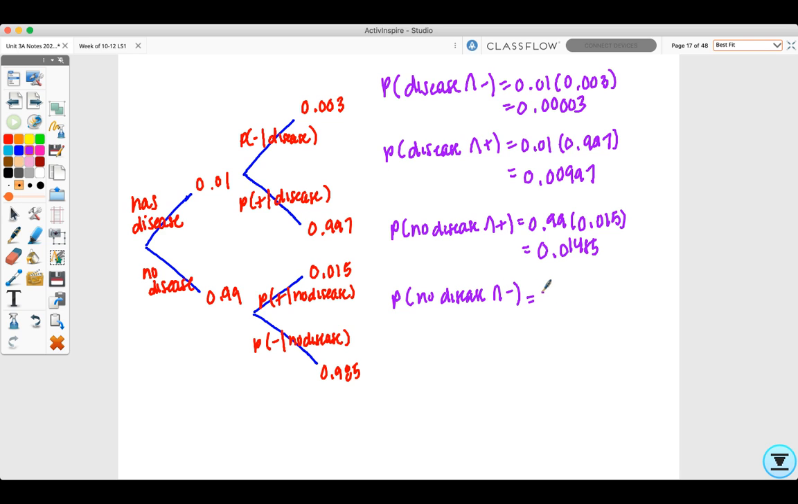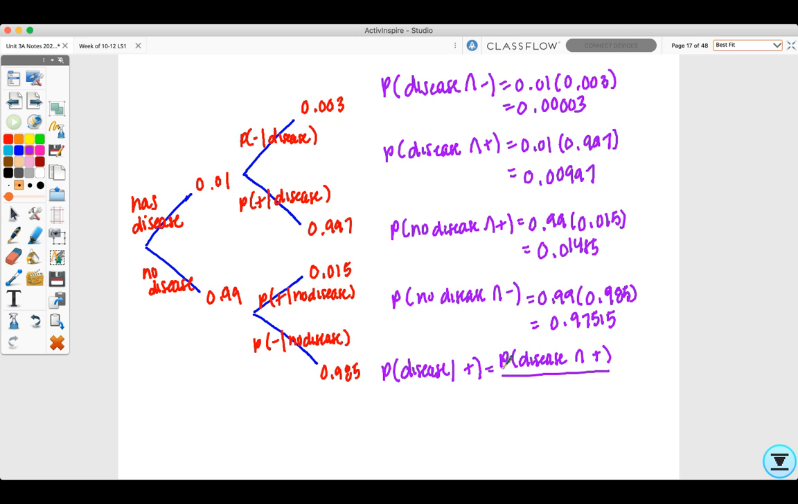And then the probability of no disease and it's negative would be 0.99 times 0.985, which would be 0.97515. So they're asking us, what is the probability that we have the disease given that the test is positive? And that would be the probability of disease and positive test all over the probability of positive.